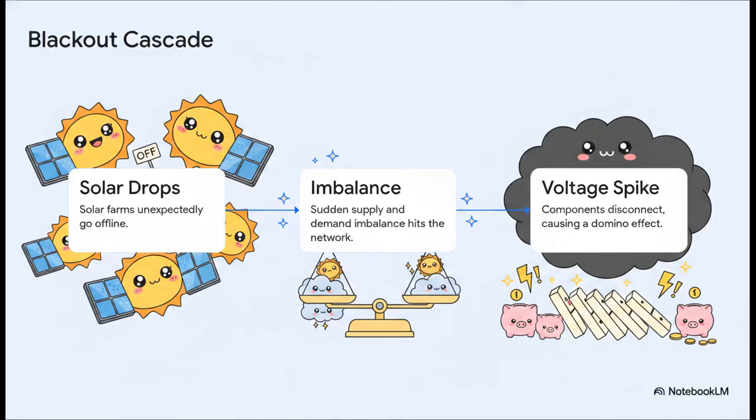And this brilliantly illustrates what happens when that delicate balance fails. The results are catastrophic. Take the recent massive Spanish blackout, for example. Step 1. Several solar farms in southern Spain unexpectedly went offline. Step 2. A sudden imbalance between supply and demand hit the network. Step 3. Voltage spiked, which forced grid components to automatically disconnect to basically save themselves. It created a cascading domino effect that plunged tens of millions of people into darkness and wiped an estimated 400 million euros right out of the Spanish economy.